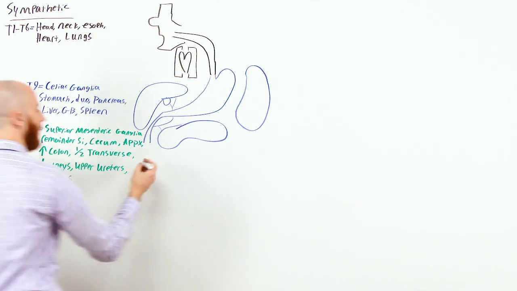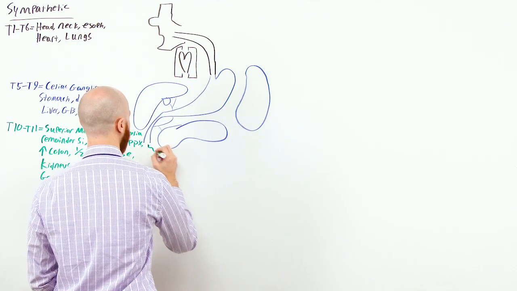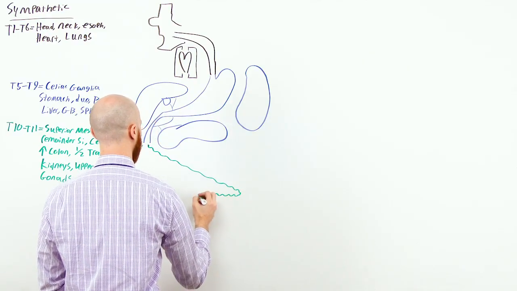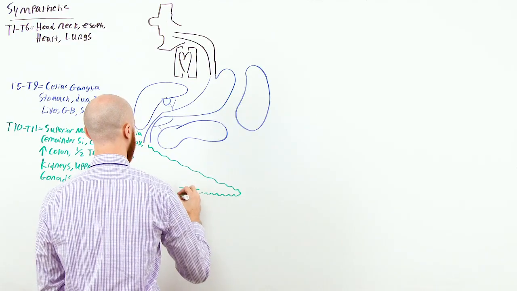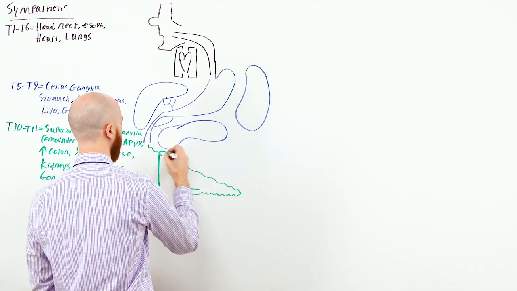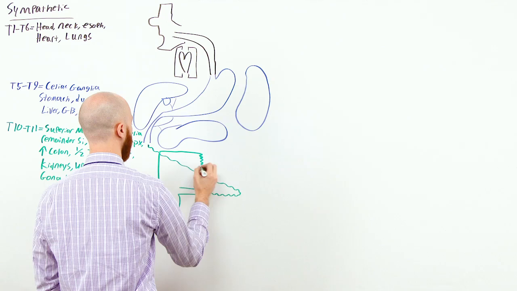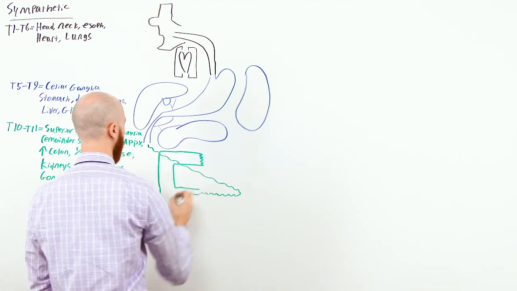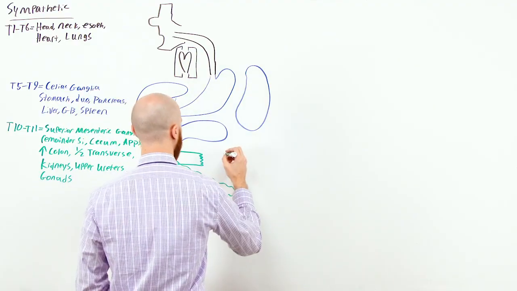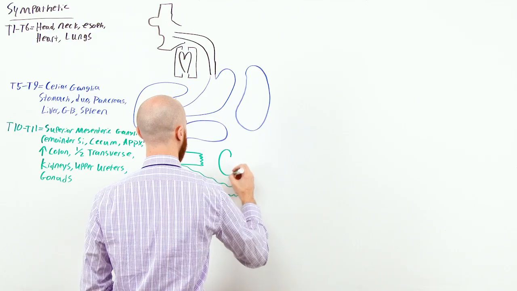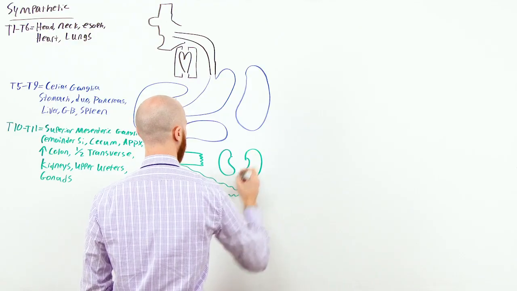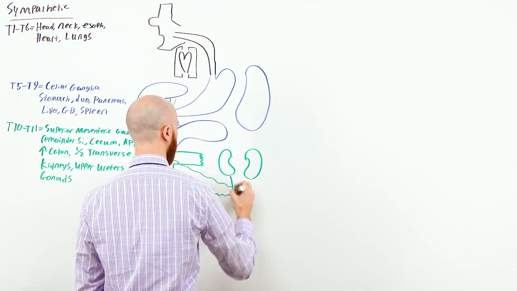So drawing that out, we have the remainder of the small intestine. We have the cecum, the ascending colon, and the first half of the transverse colon, as well as the appendix. You also have the kidneys and the upper ureters.